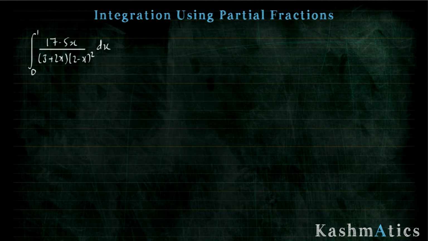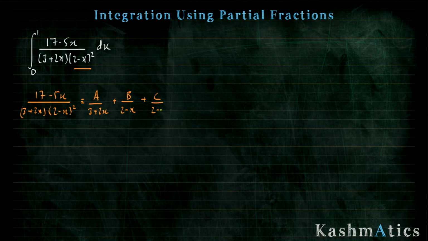Now in this second example I've got a repeated factor on the bottom. So this factor here is repeated. When I split this up into partial fractions, I'd say 17 minus 5x over 3 plus 2x times 2 minus x squared is equivalent to A over 3 plus 2x add B over 2 minus x plus C over 2 minus x squared. If you remember from when you did your partial fractions work, that's how you'd split it up.